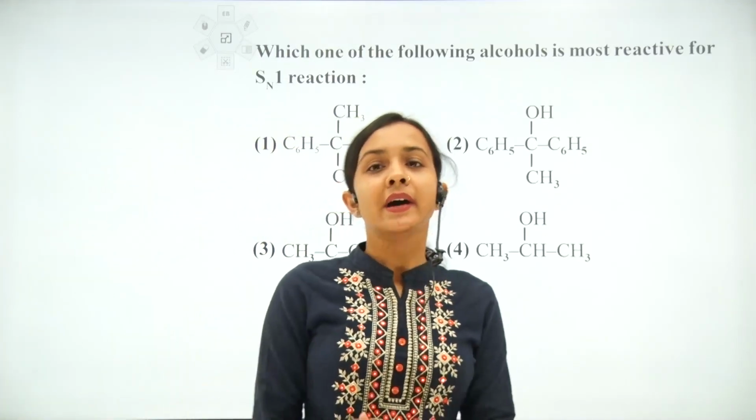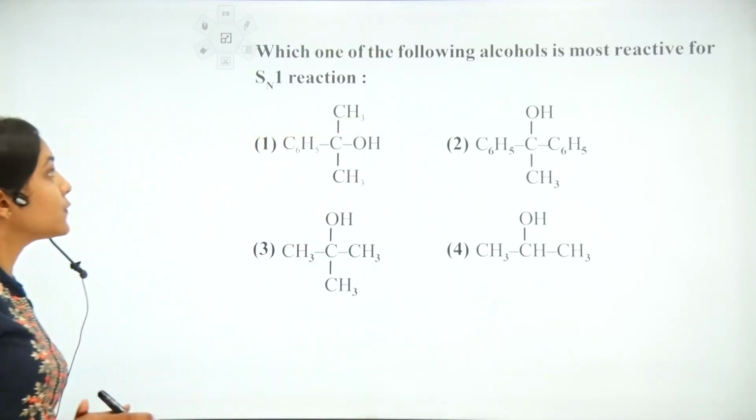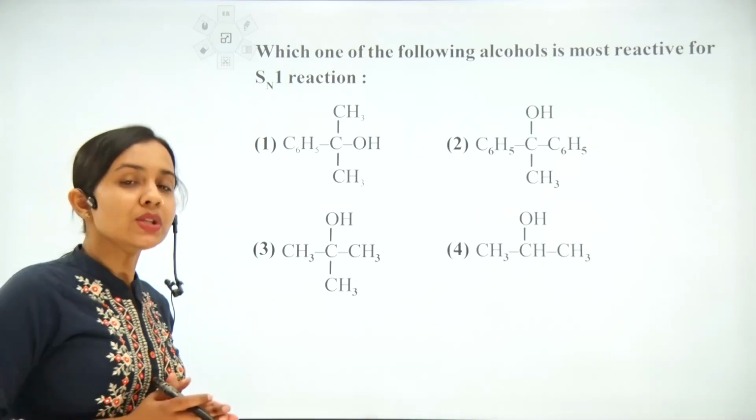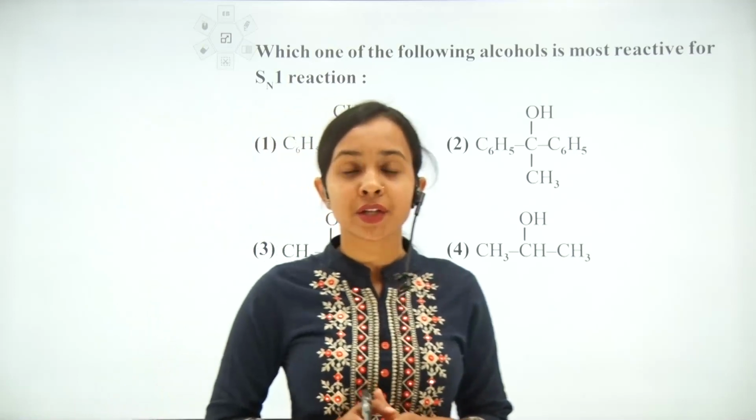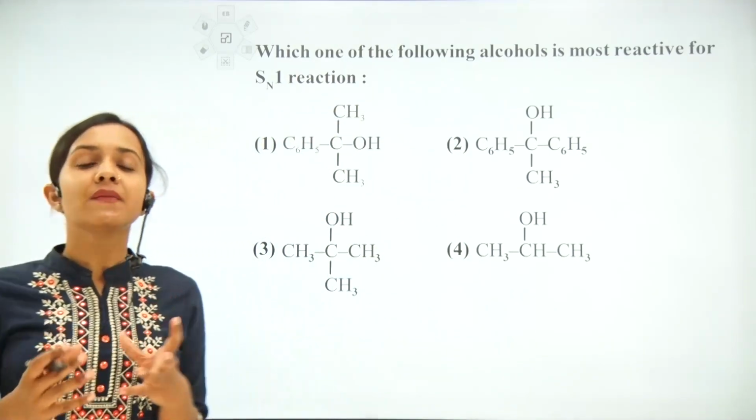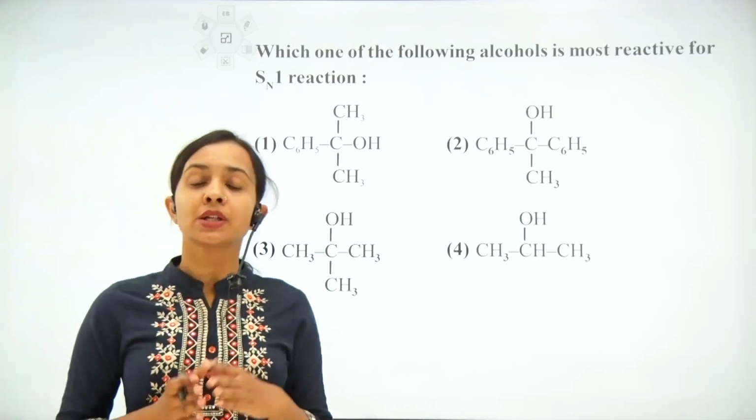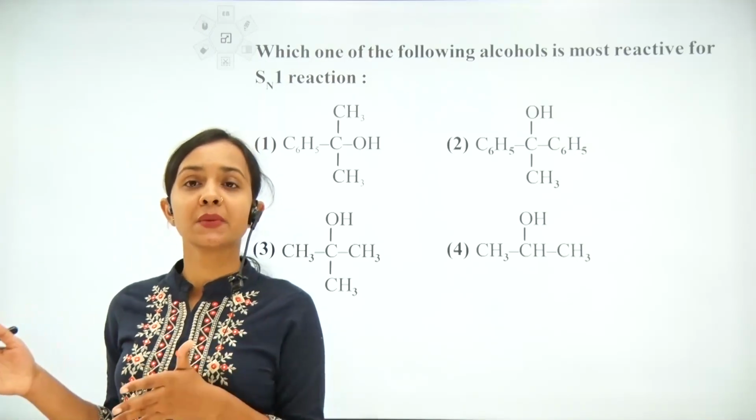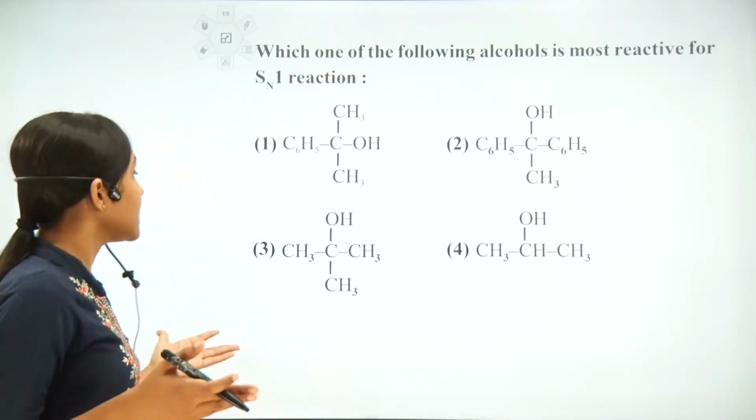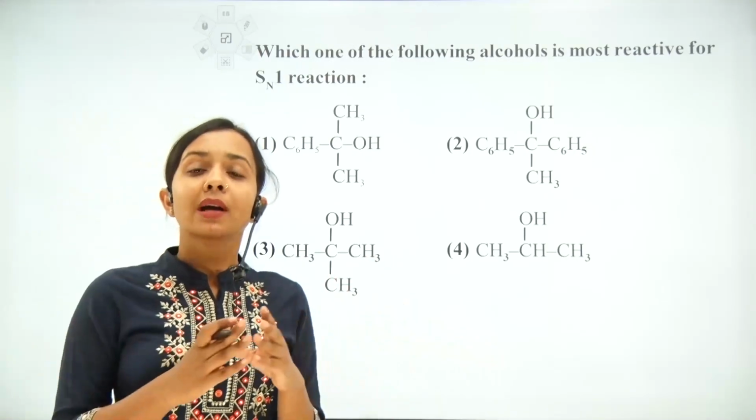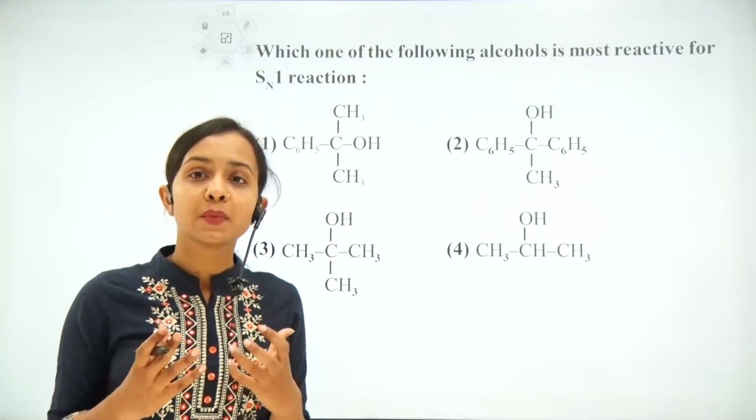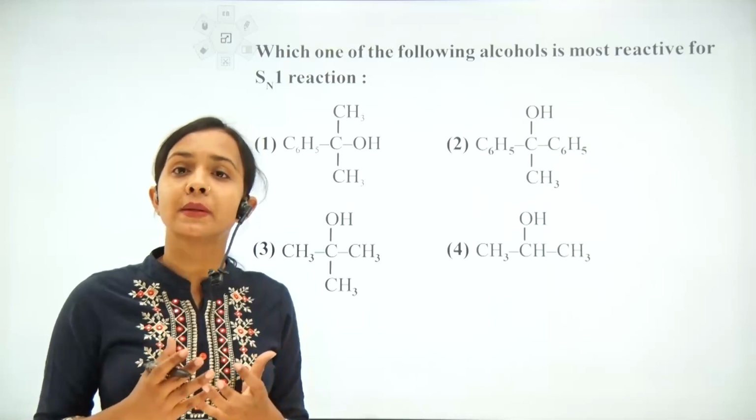Hello dear students, so our next question is: which one of the following alcohols is most reactive for the SN1 reaction? Students, we know that in the SN1 reaction, a carbocation forms as an intermediate of this reaction, right? So the reactivity of the compound for the SN1 reaction depends on the stability of the intermediate, or we can say the stability of the carbocation, right? So here we have these 4 alcohols, right? The compound which forms the more stable carbocation as an intermediate will be more reactive for the SN1 reaction, right?